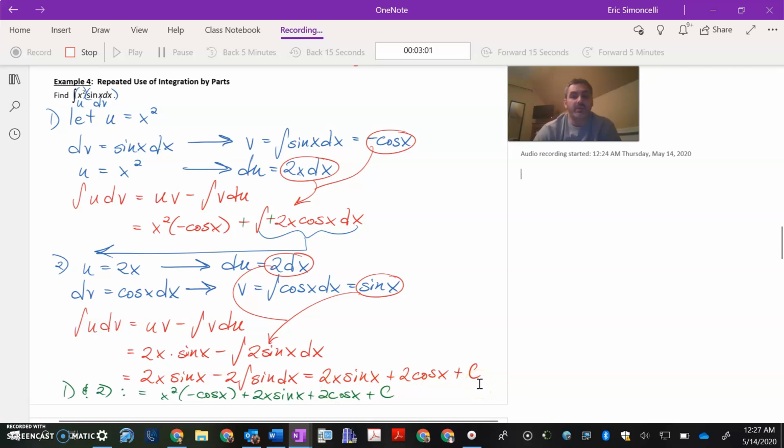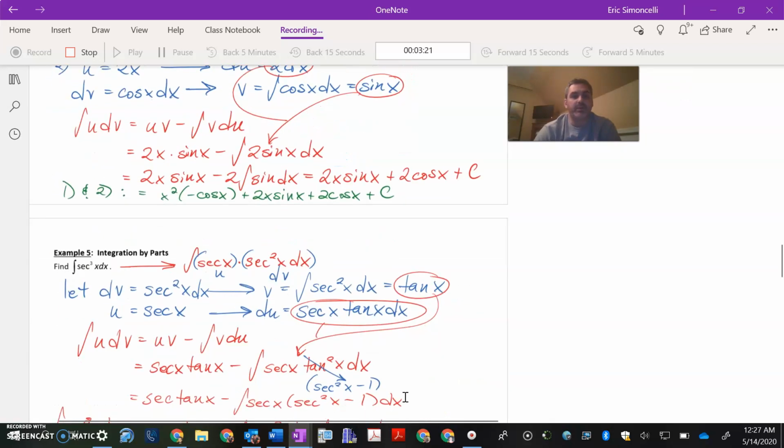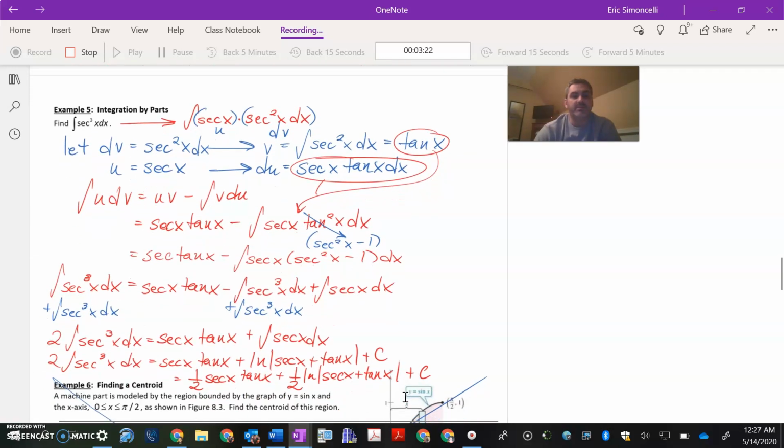Now you're not quite done, right? That second result paired with this first part of the first result, as you can see here, says 1 and 2 combined equals x squared times negative cosine of x plus 2x sine of x plus 2 cosine of x plus c. So let's move on. We'll take a look at example 5. We are going to skip example 6, but we will finish up with example 7.